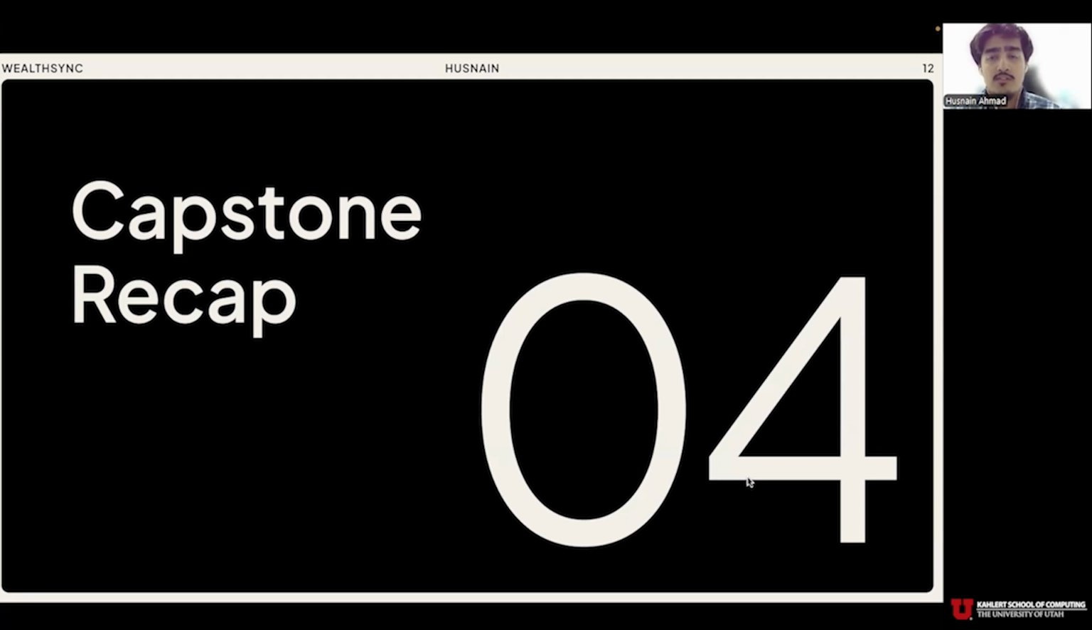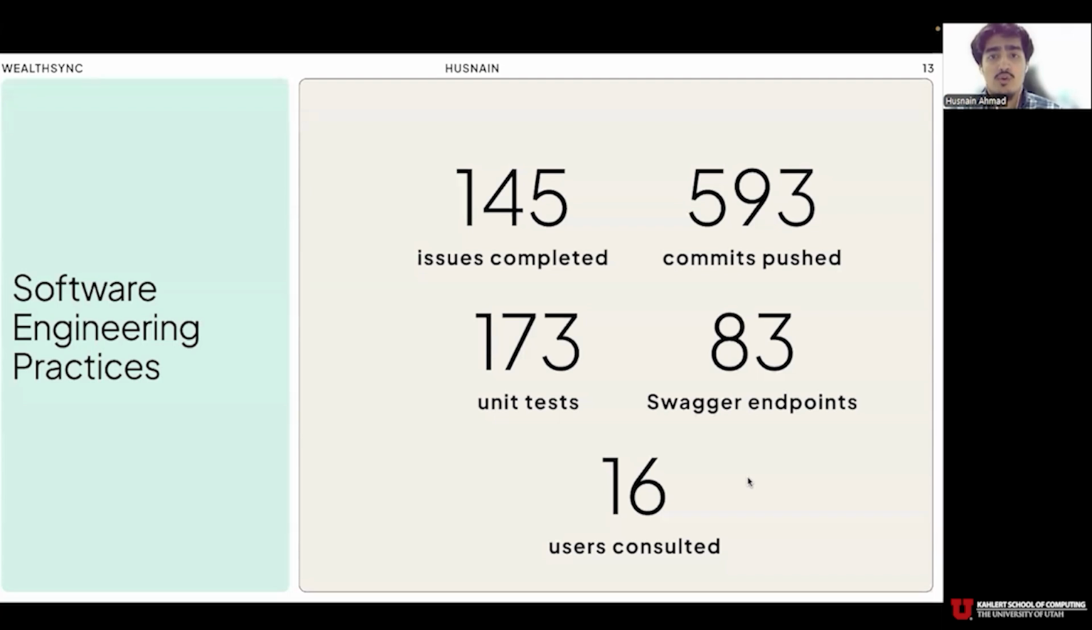Yeah, so I'll be closing off this video by going over some of the software engineering metrics that we collected for this project. Over the course of development, we completed 145 issues and made 593 commits. We also implemented 173 unit tests for our 83 backend endpoints. Finally, we consulted 16 users for our user study, which helped give us crucial feedback to improve our platform.